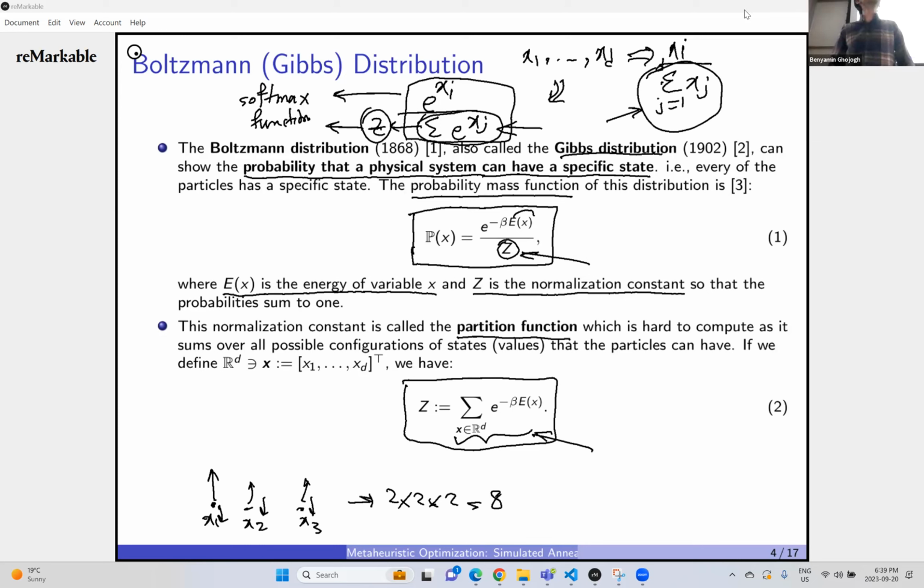4, right? 0, 0, 0, 1, 1, 0, 1, 1. What if you have 3? 2 to the power of 3 cases, 8. What if you have 10 particles? You have 2 to the power of 10, 1024 cases. So as you see, it's exponential growth. Okay, so that's weird.